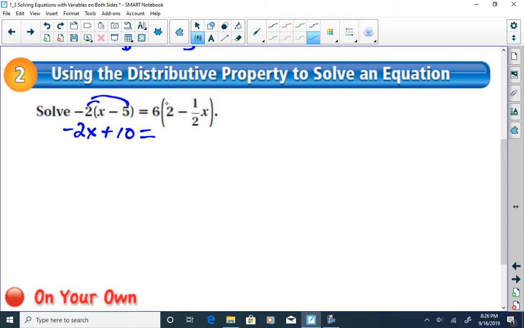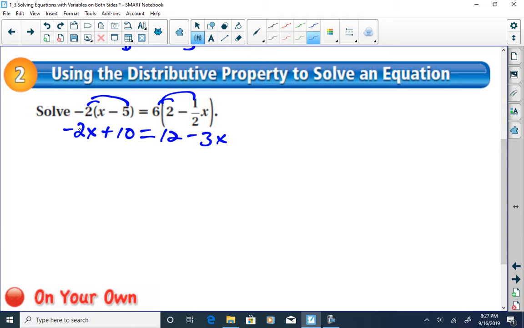That's going to be equal to 6 times 2, which is 12, minus 6 times 1/2 x. 6 times 1/2 is going to be 3, so 6 times 1/2 x is going to be 3x. We see that situation described in the last problem where we have variables on both sides of the equation. I have a negative 3x on the right side of the equation, negative 2x on the left side of the equation. Let's remove the variable with the smaller coefficient.